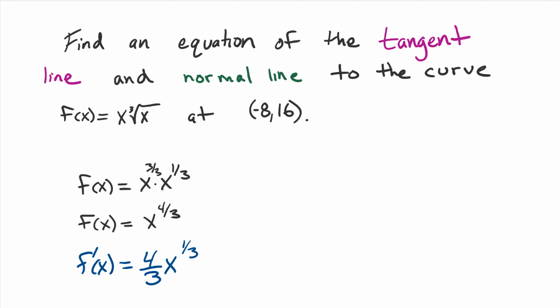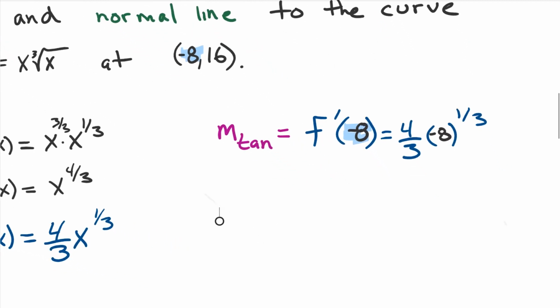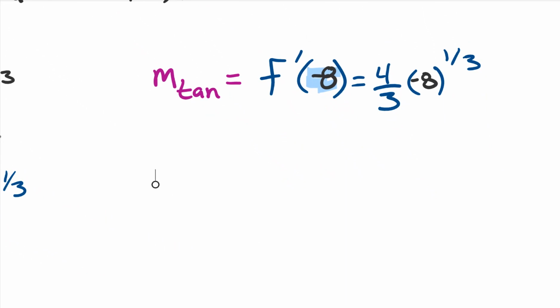What we know is the slope of our tangent line at that point, -8, 16, is going to be equal to f prime of whatever our x value is. That -8 is going to pop right into there. So we get 4/3 times our x to the 1/3 power, and we pop in our -8. Almost got that slope of the tangent line.